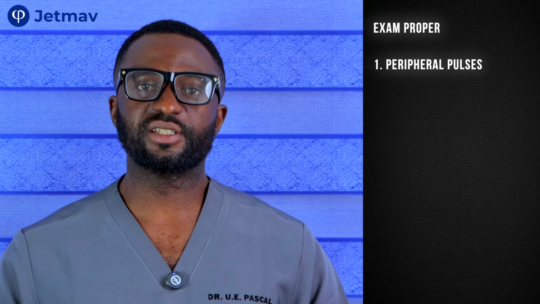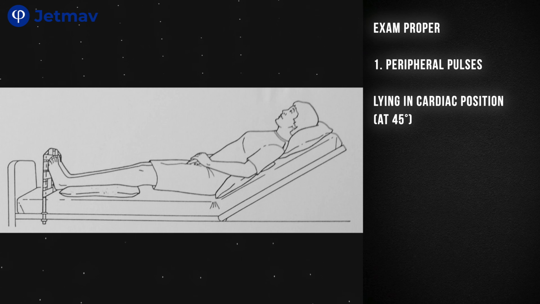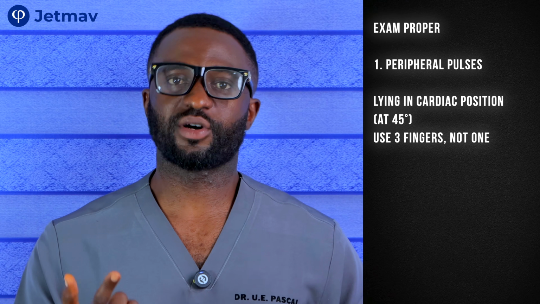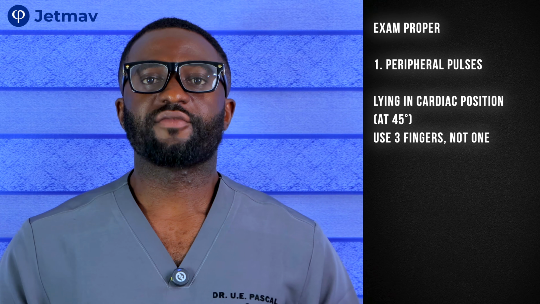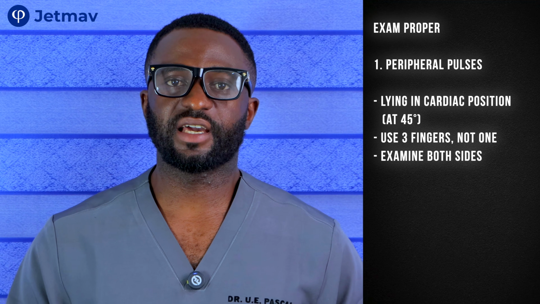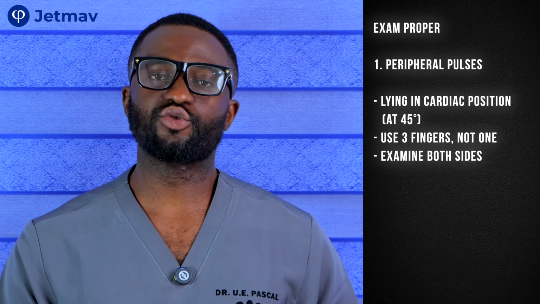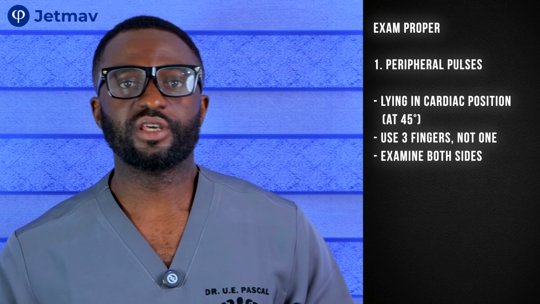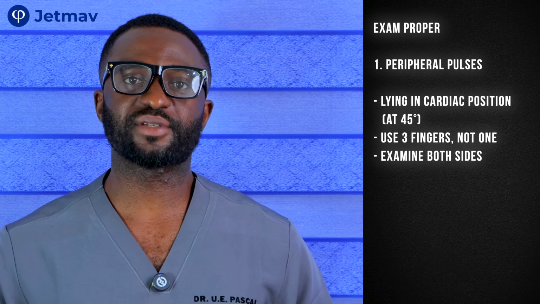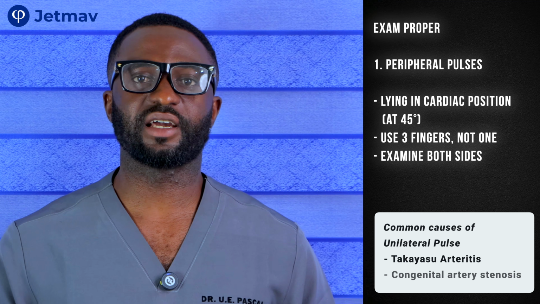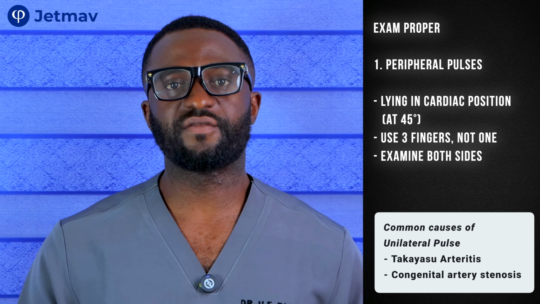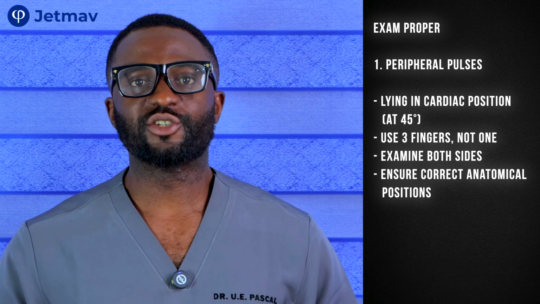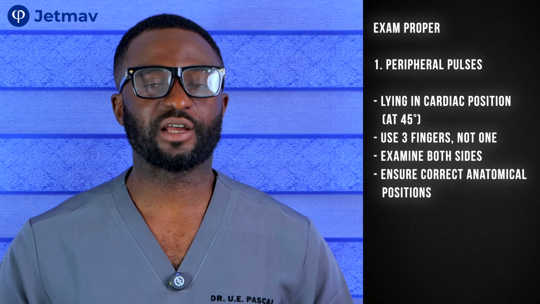So for the peripheral pulses, you ensure the patient is properly positioned in cardiac position. Then you examine with 3 fingers. We usually don't use 1 finger, so try to use 3 fingers. While the patient is lying in cardiac position, you examine the 2 sides. As you're doing the left side, you also do the right side. In some cases, the pulse might be absent on one side, especially in Takayasu arteritis or congenital vessel malformation. Ensure you palpate at the correct anatomical position.